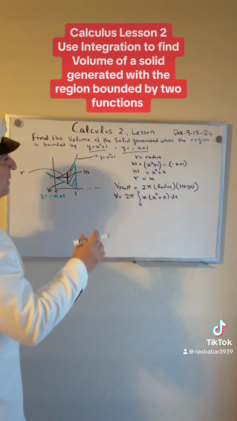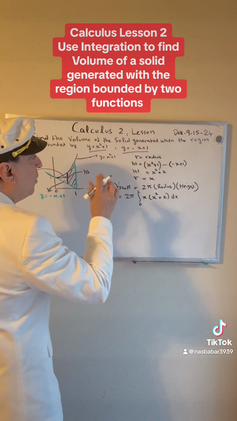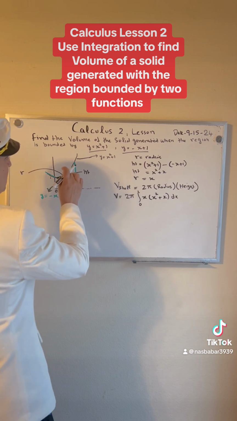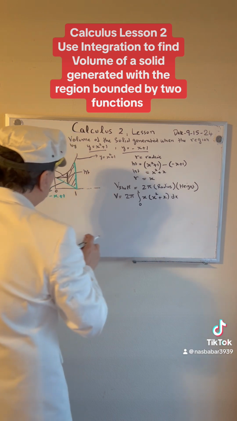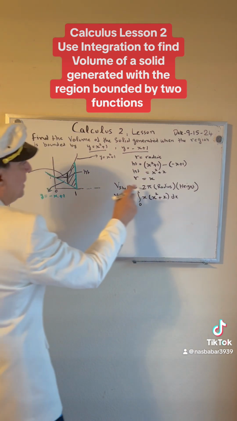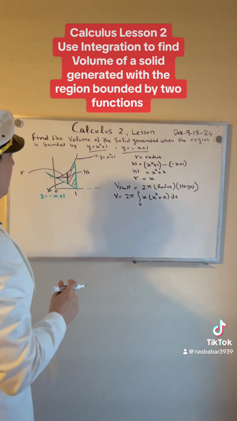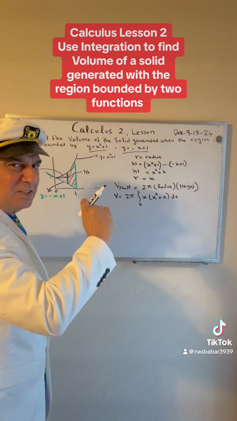What I did was I said height is going to be the difference of two functions. So we take the function of the parabola, which is x squared plus 1, minus the function of the straight line, and that's how we got this x squared plus x. And the radius of this right here is x. Okay.